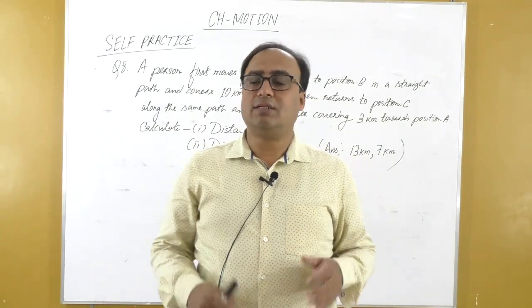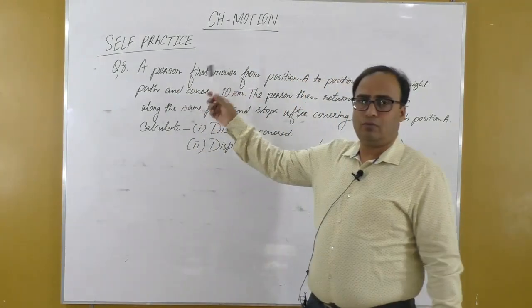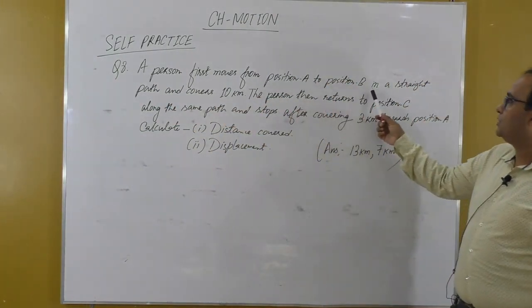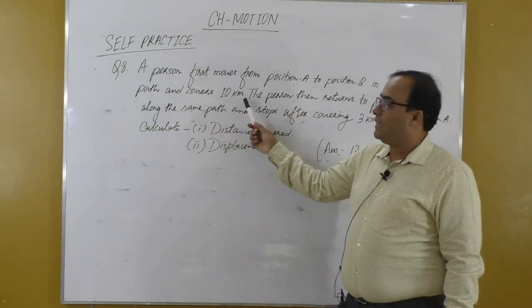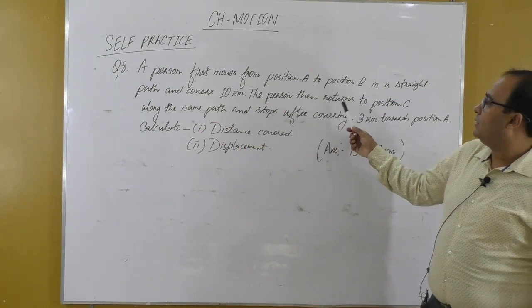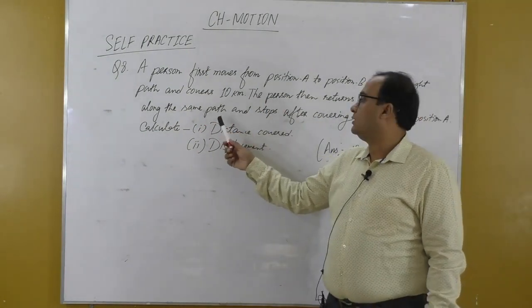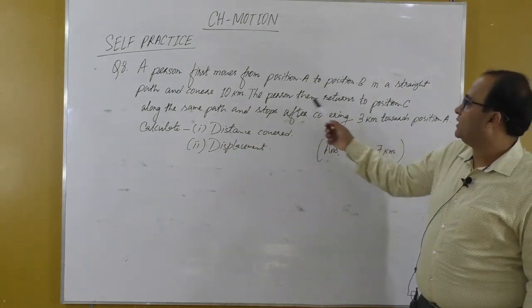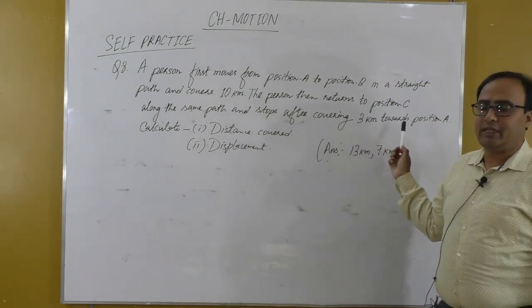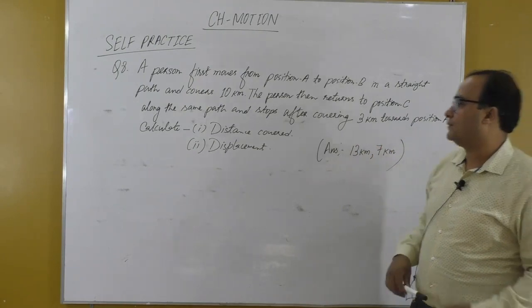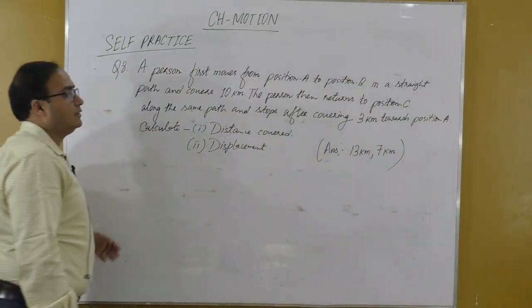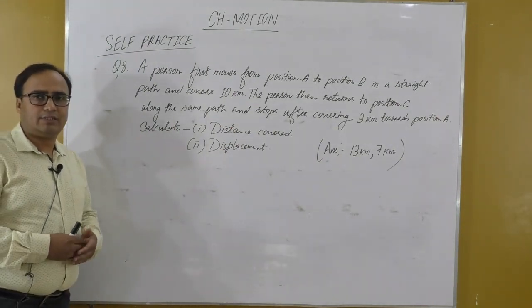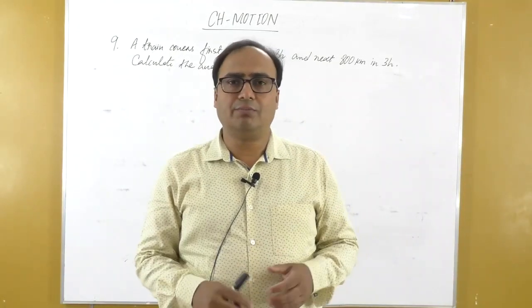Now you can note down question number 8 for self-practice. It is one of the simplest questions. A person first moves from position A to position B in a straight path, covers 10 km. Then the person returns to position C along the same path and stops after covering 3 km towards position A. You will have to calculate distance covered and displacement. I am not going to give any hint for this particular numerical. You can try yourself. Now we will discuss question number 9.